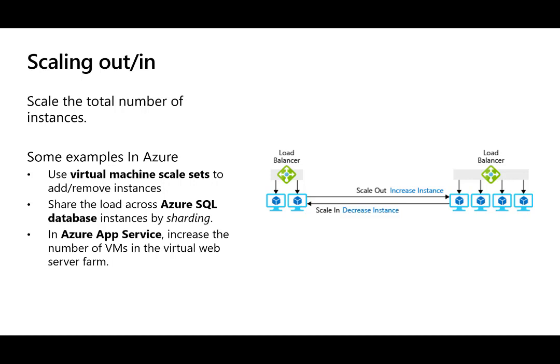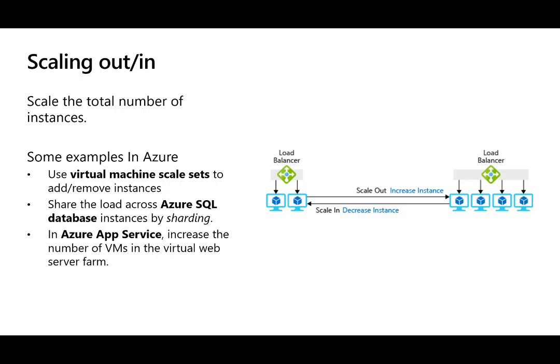Another example can be found in the Azure SQL database implementation, where you could share the load across database instances by a technique called sharding. Sharding is a technique to distribute large amounts of identically structured data across a number of independent databases.